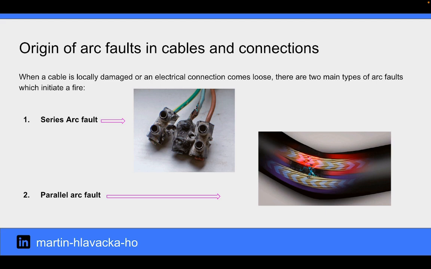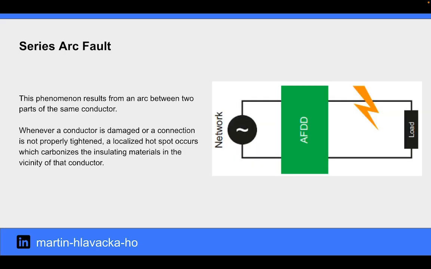When a cable is damaged locally or an electrical connection becomes loose, two main types of arc faults start a fire: series arc fault or parallel arc fault. Series arc fault results from an arc between two parts of the same conductor.